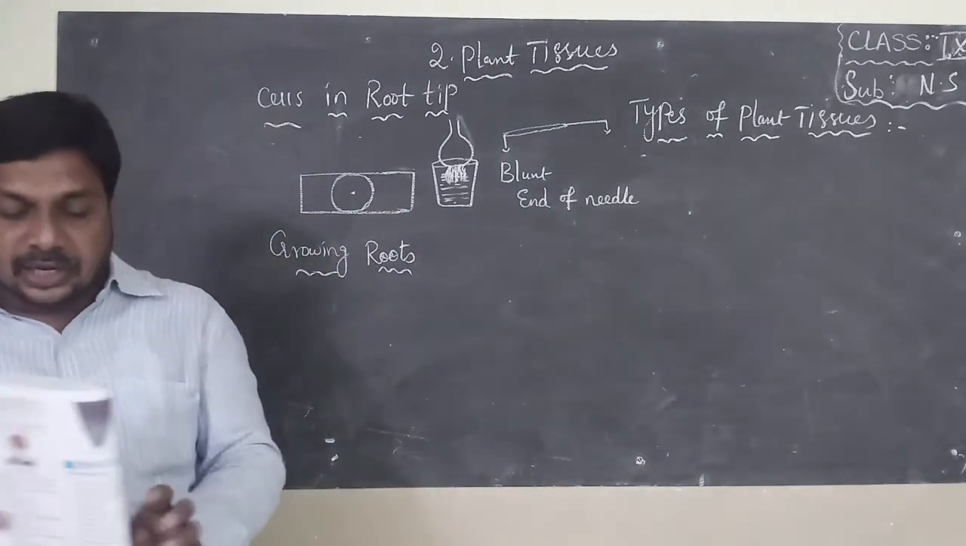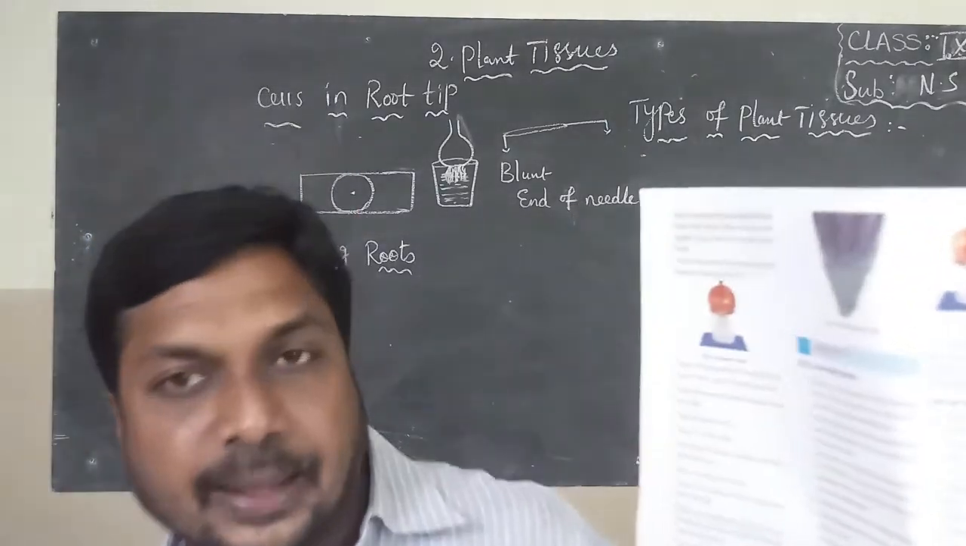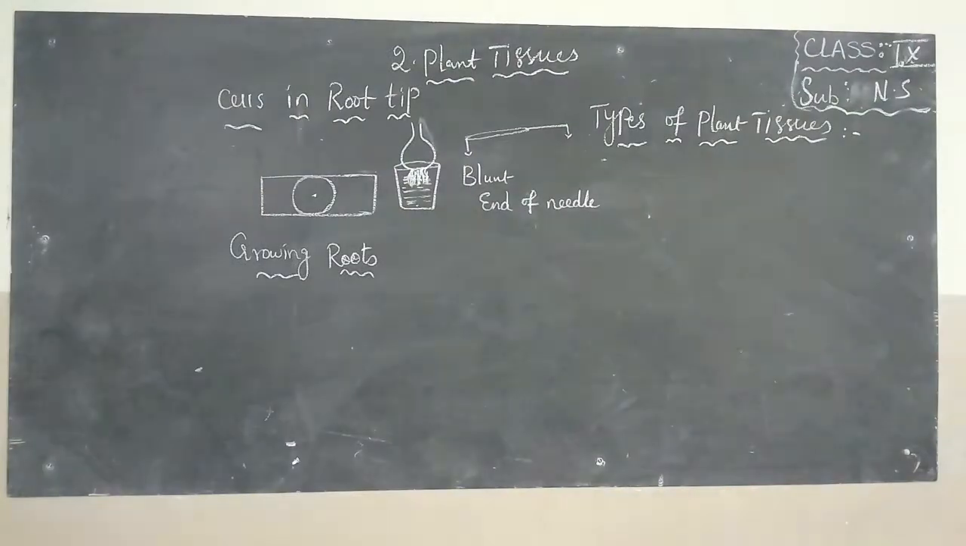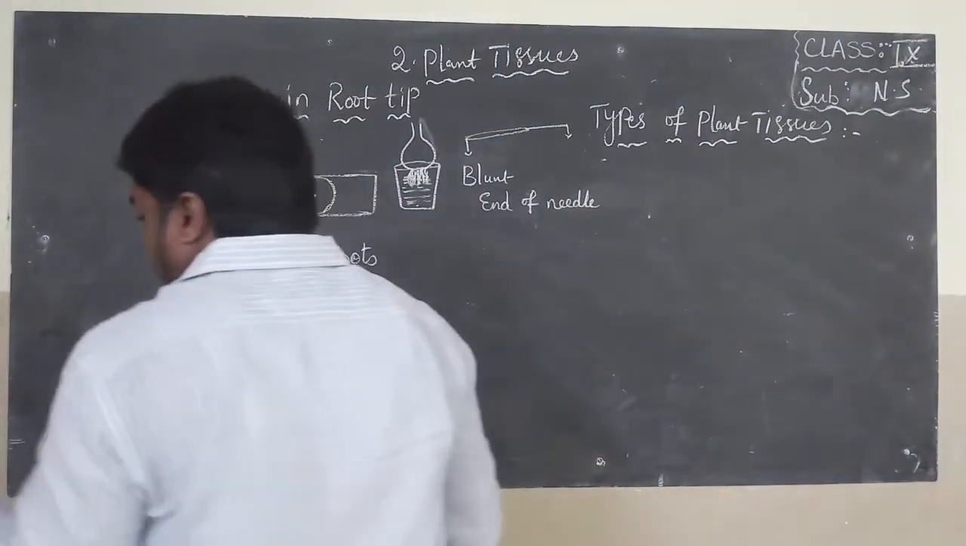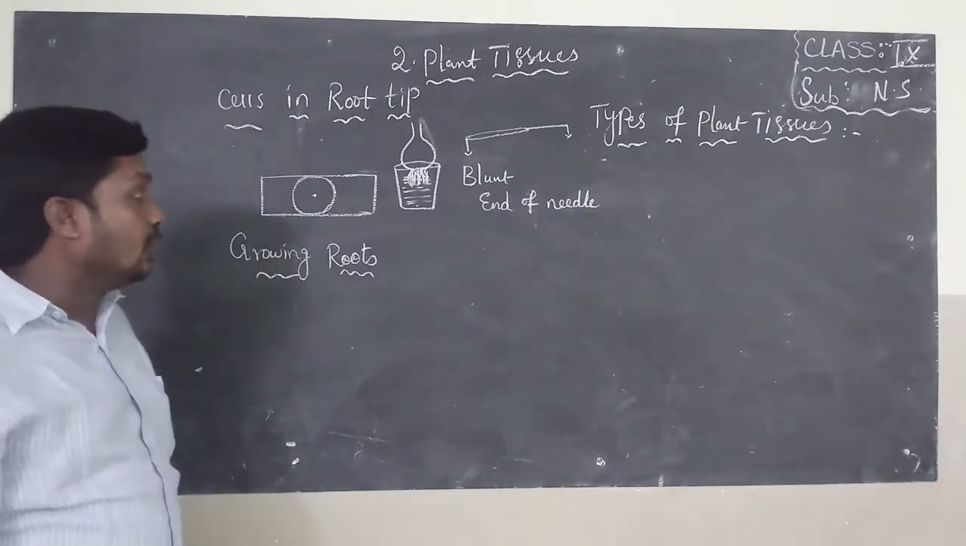See here children, cells are like this. All of you open page number 14 and observe the cells of the root tip. See here, these are cells in a root tip. Now observe the shape and arrangement of the cells. Already we observed cells in a leaf and cells in an onion. So if you observe, the arrangement of cells is different in a root tip.